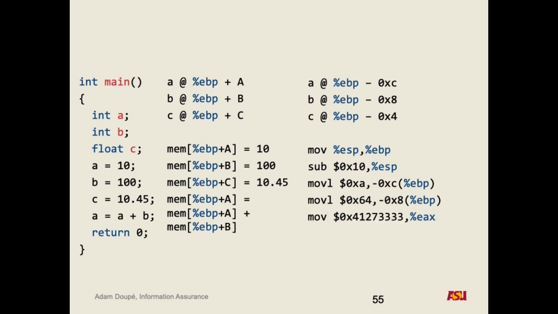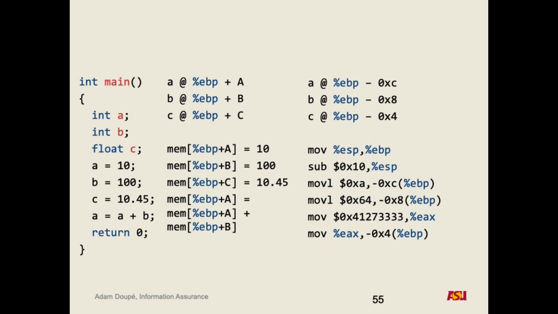And finally, we get a slightly more complicated one, where we move 41273333 into EAX. What's this value? 10.45? It doesn't look like 10.45 to me. What is it? It's in that weird format. Yes, IEEE floating point representation of 10.45. So yeah, it's probably not super precise. I actually don't know exactly what it translates to. So we move that into EAX, but we haven't stored it into memory yet. We need to move EAX into EBP minus 4, which is the variable C.